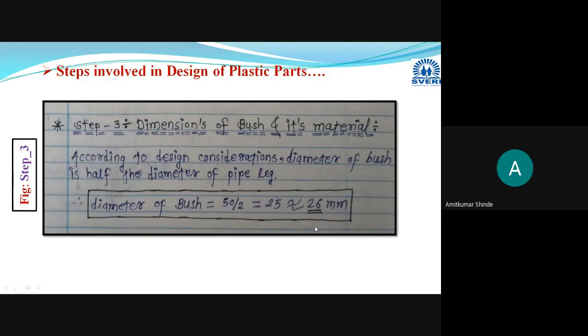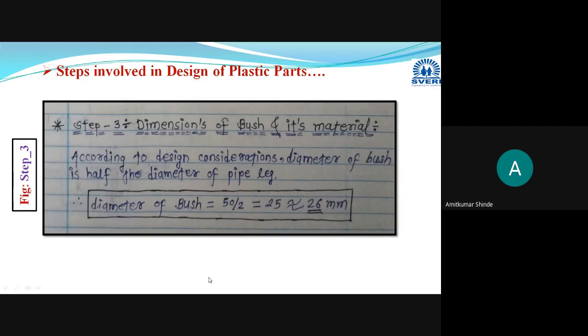Now, the diameter of the bush is half the diameter of the leg of the chair, and the diameter of the leg of the chair is 50 divided by 2, it will become 25 millimeter. For calculation purposes only, there is no basic rule. Just for calculation purposes, we are converting it to the nearest even number. You can take it 26 millimeter or 24 millimeter also.